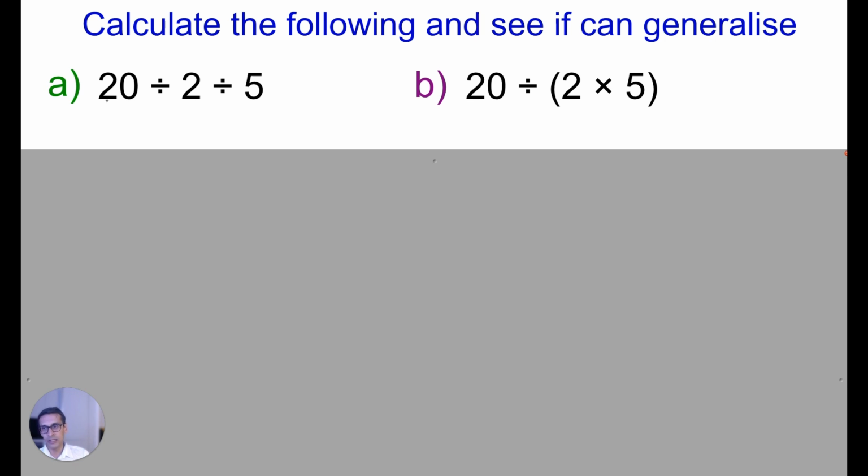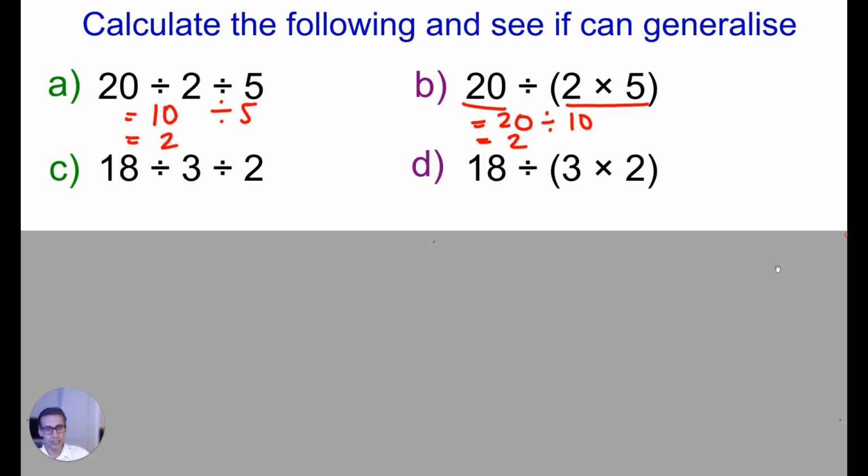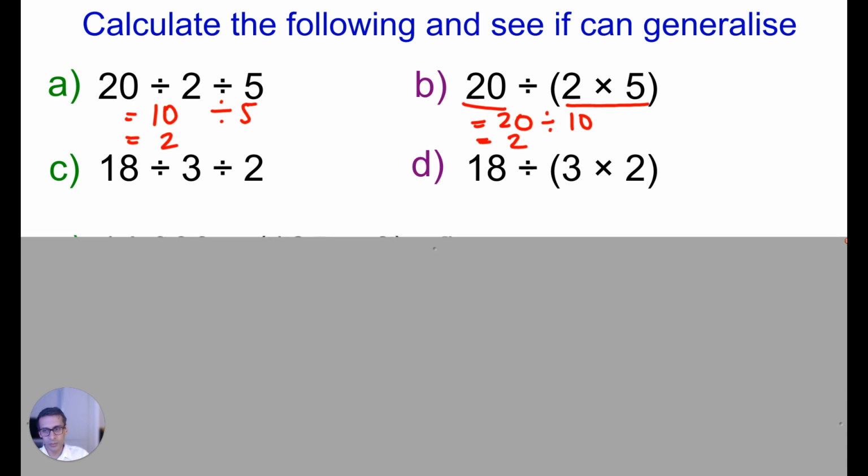So let's see, 20, let's use order of operations. So 20 divided by 2 is 10. 10 divided by 5 is 2. So this becomes 2. And here 20 divided by, well, we have to do brackets first. So this becomes 20 divided by 10, which in this case is 2. So you may have already spotted what the property of division is, but let's do another example here. Pause the video and have a go on the second row.